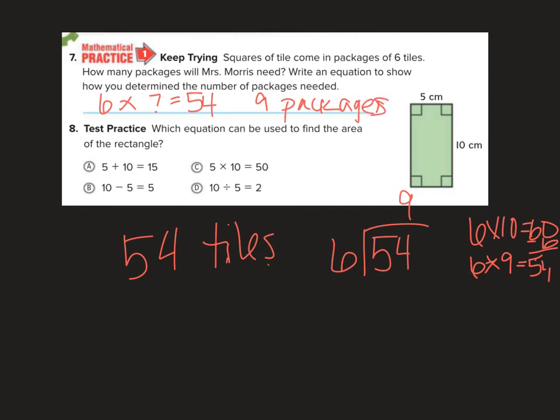Test practice. Which equation can be used to find the area of the rectangle? Okay, so capital A equals 5 times 10, right? So we're not adding, we're not subtracting, we're not dividing. I guess I didn't even need to think about it like that because we know that to find the area we multiply.